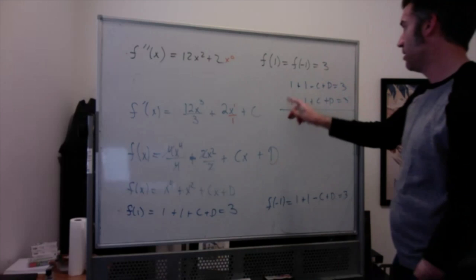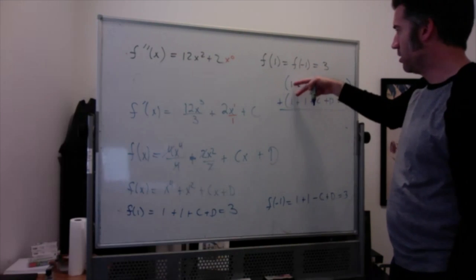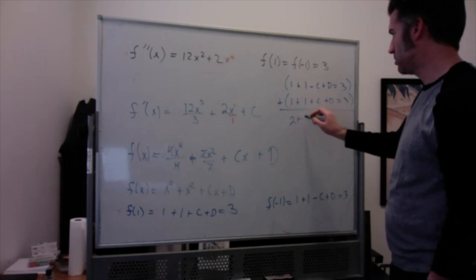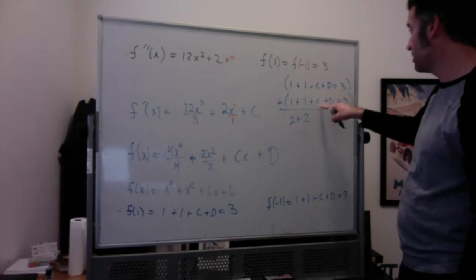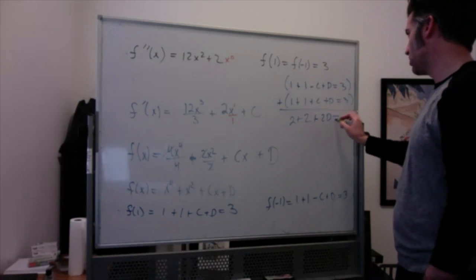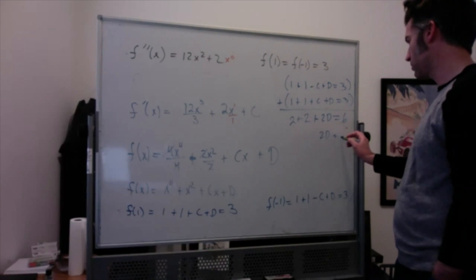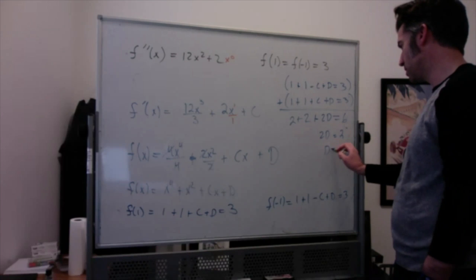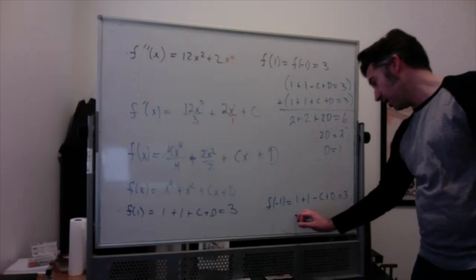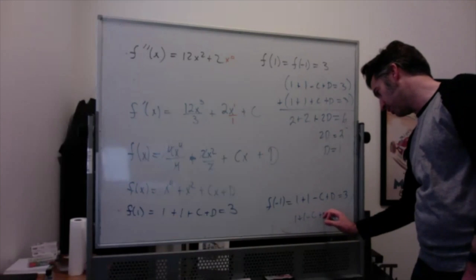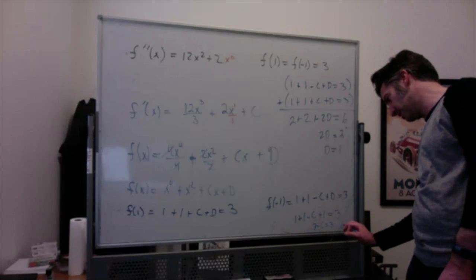So I'm going to add this equation plus this equation and get 2 plus 2, which is 4. No c's, plus 2d equal to 6. So 2d equals 6 minus 4, and d equals 1. And then I could go back and plug in for d, and 1 plus 1 minus c plus 1 equals 3. So 3 minus c equals 3, so c has to equal 0.